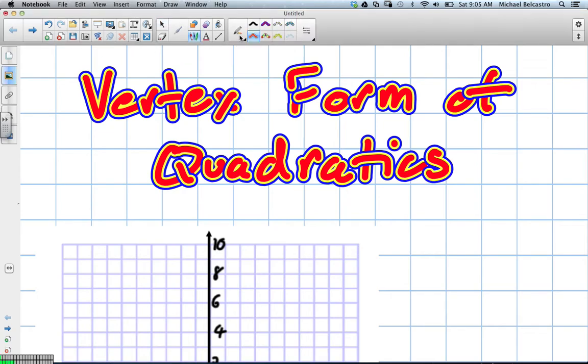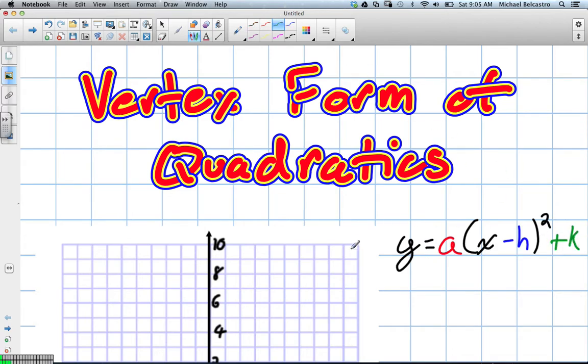Okay, so we're going to go over the vertex form of quadratics. Now, we have to know the original vertex form, which is usually written as y is equal to... that'll be for lines. So that's for a linear equation, but quadratics are a little different. y equals a, then x minus h squared plus k.